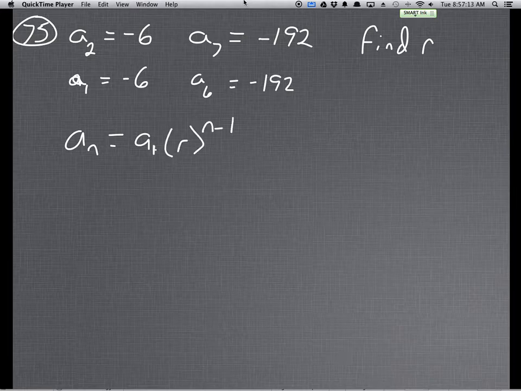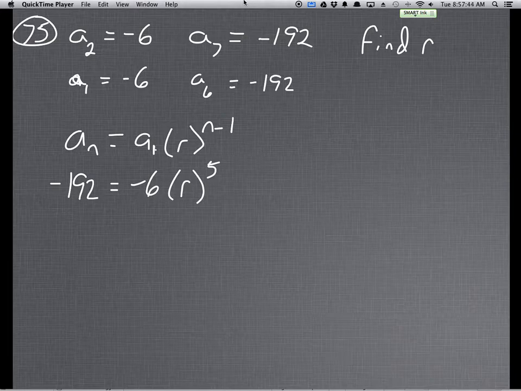So what is a sub n? Negative 192. A sub 1 is negative 6. r is what I'm looking for. What would n be? 6. n is going to be 6, which means my exponent turns into 5. Why is n 6? Because you're finding a sub 7 turns into a sub 6. How many terms do I have? 6 terms. So that's why n is 6.